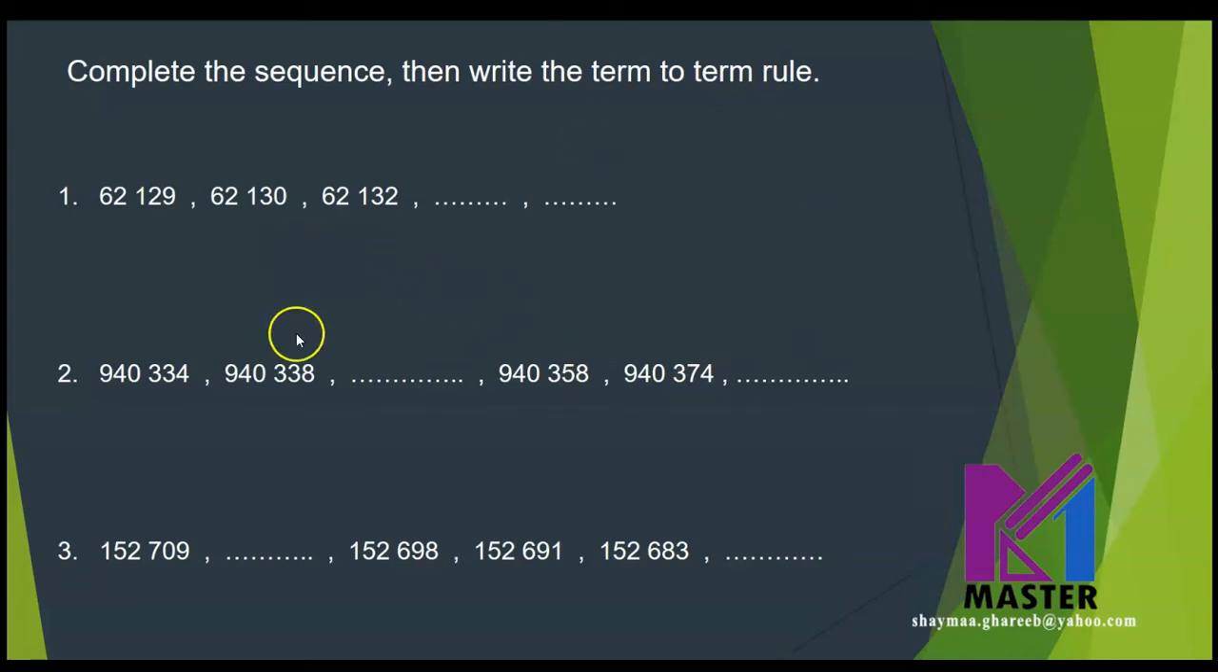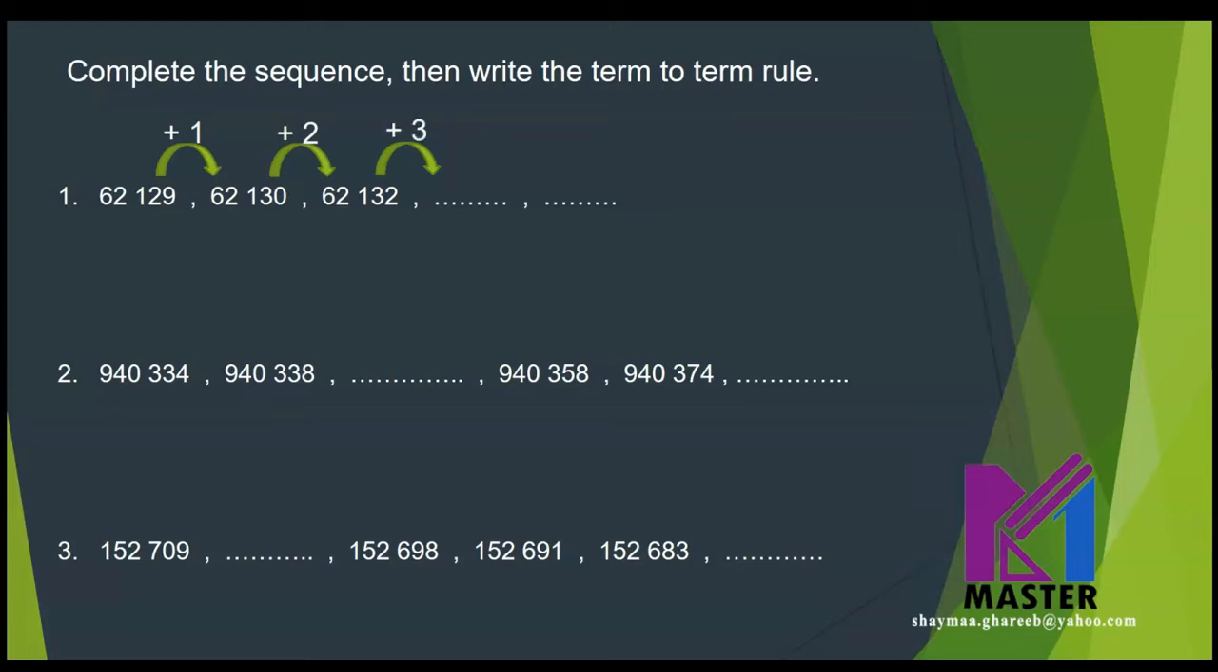Now look at these three sequences. We are going to complete the sequence, then we are going to write the term-to-term rule. 62,129, 62,130. So it seems that I added one here. Let's check the next two terms. So from 62,130 to 62,132. So I added 2. Look what happened here. So I added 1, then I added 2. What do you think? What should I add the next time? If the sequence goes this way, +1, +2, so the coming term-to-term will be adding 3.